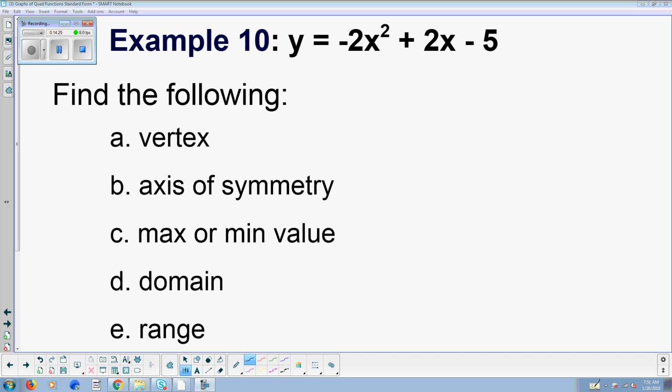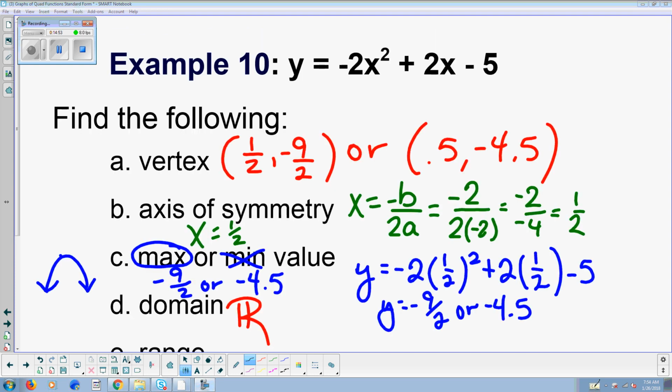For this example, I would like for you to take a few moments, make an attempt at this on your own papers, see if you can go through all the steps, calculate the axis of symmetry, calculate the maximum or minimum value, then give that ordered pair for the vertex, state the domain, and state the range. We'll pause the video now and give you time, and then we'll play to see the result. So here are the answers.